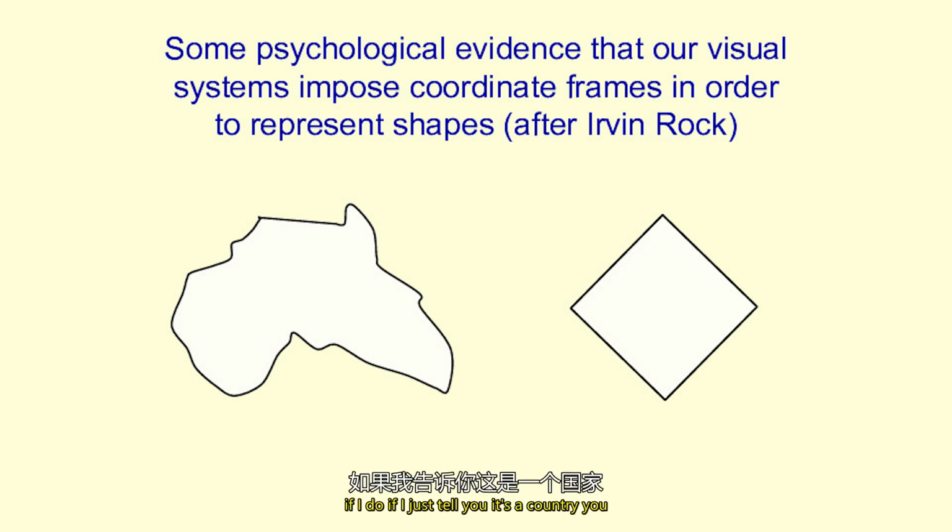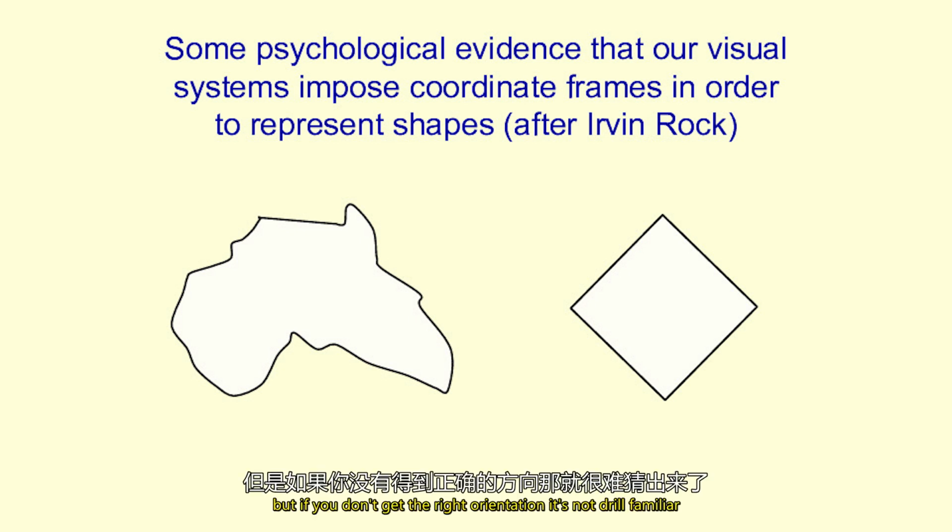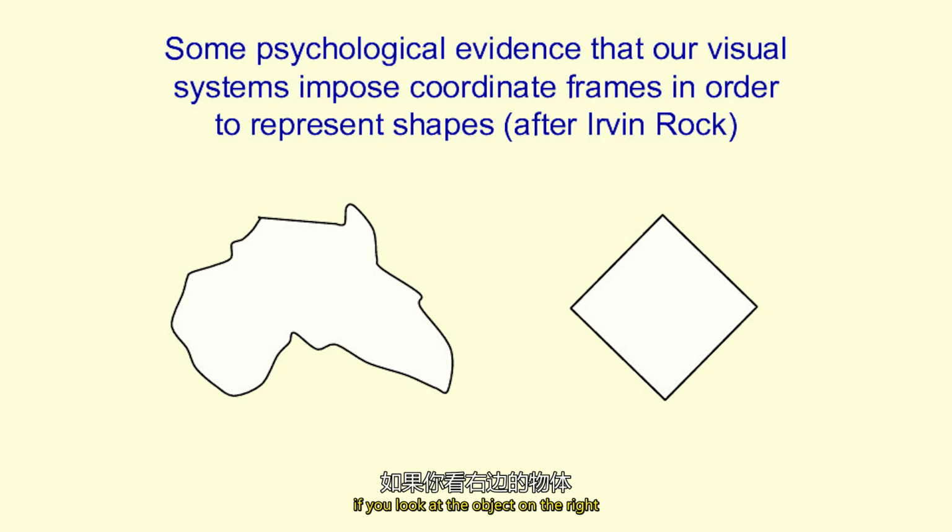If I just tell you it's a country, you initially see it as kind of reflected Australia. As soon as I tell you that it's at a diagonal orientation, you can see that it's Africa, right? It's very familiar once you get the right orientation. But if you don't get the right orientation, it's not at all familiar.